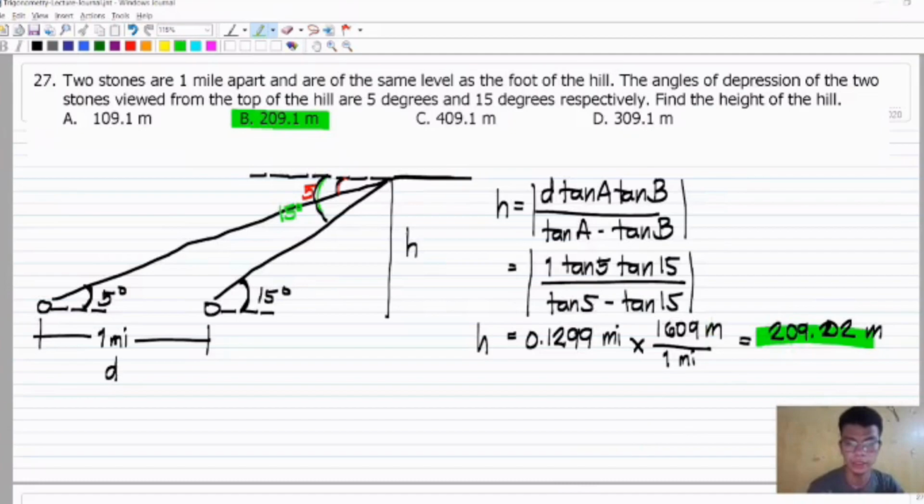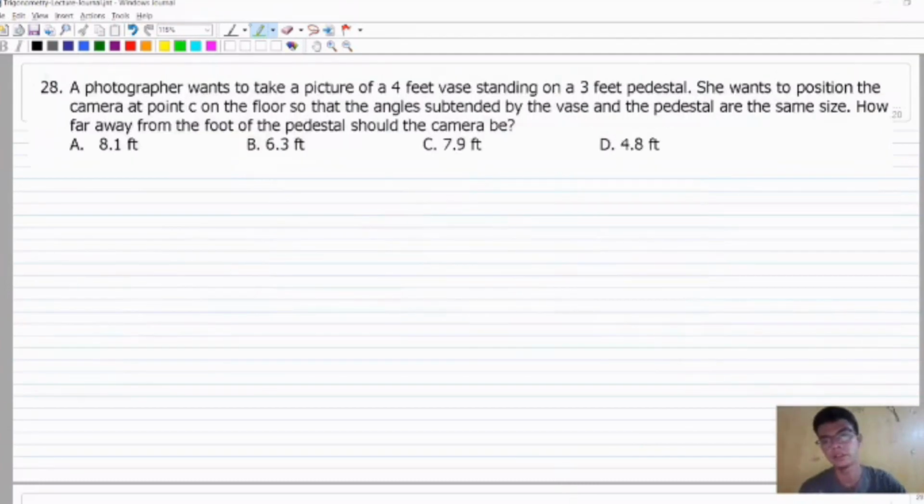Number 28. A photographer wants to take a picture of a 4-feet base standing on a 3-feet pedestal. So let's say that this is the base. And yung base na to is standing, nakapatong sa isang pedestal 3 feet in height.